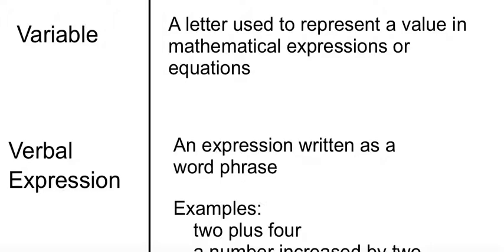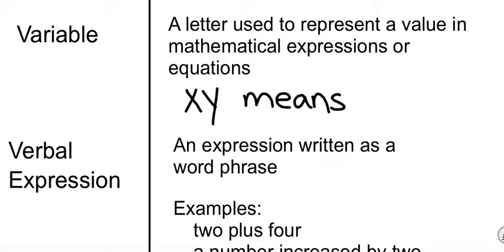Variable. A variable is a letter used to represent a value in a mathematical expression or an equation. It can be any variable. Usually, it's just a single variable, x or y. If it is grouped together as two variables, such as xy, that means it is multiplying. So that would be x times y. Variables are simply one letter representing a number. Each one of these would represent a different number then.